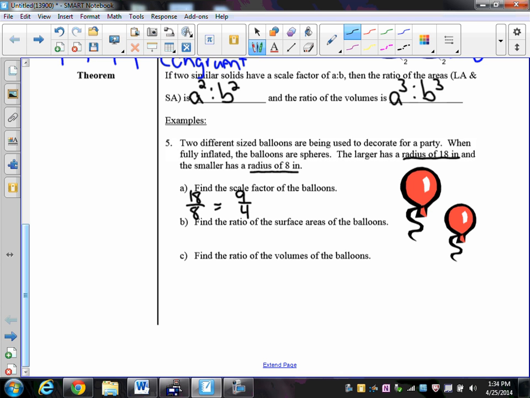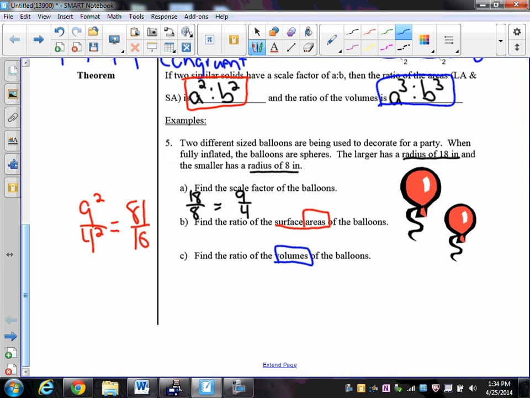We're also asked to find the ratio of the surface areas of the balloons. So that's where we're going to use this theorem up here, where we have a squared to b squared. So we're going to have 9 squared because we're doing area over 4 squared. It's going to be 81 over 16. We also are asked to find the ratios of the volumes. So that means we're going to cube it. So we're going to have 9 cubed over 4 cubed. And this comes out to 729 over 64.